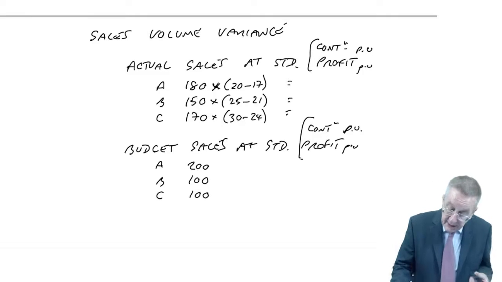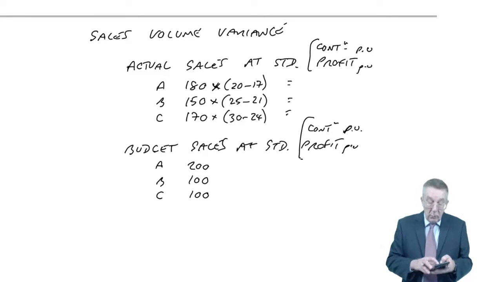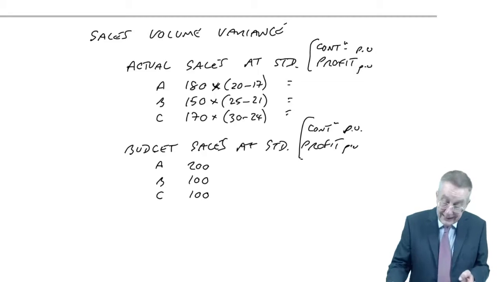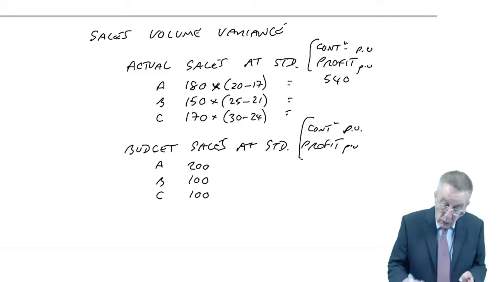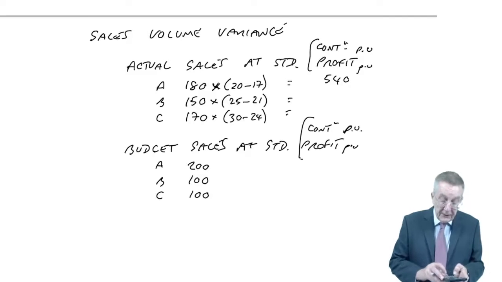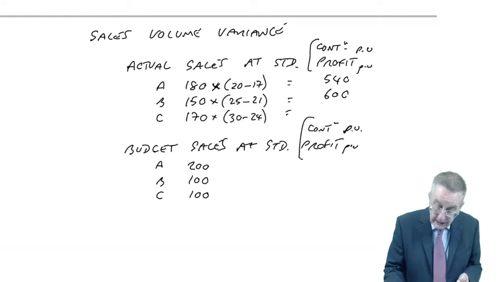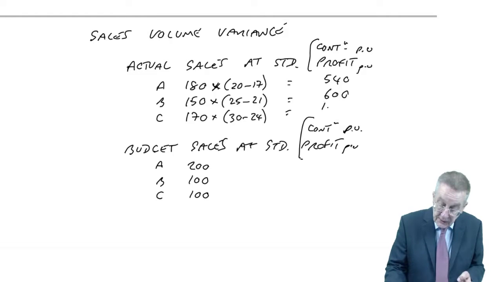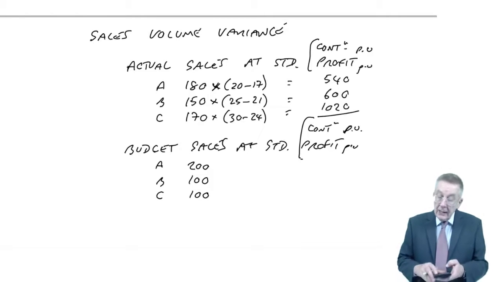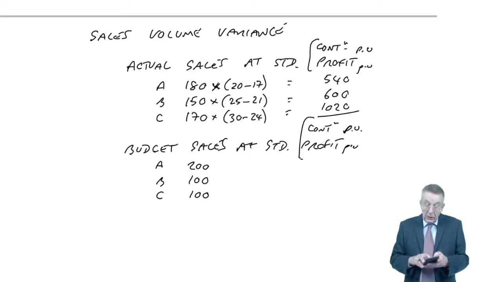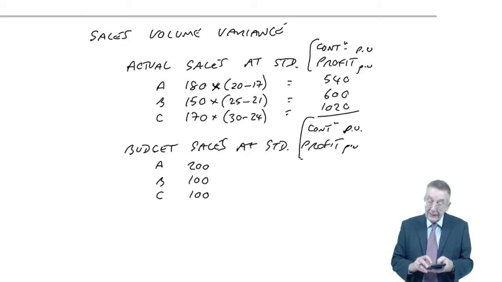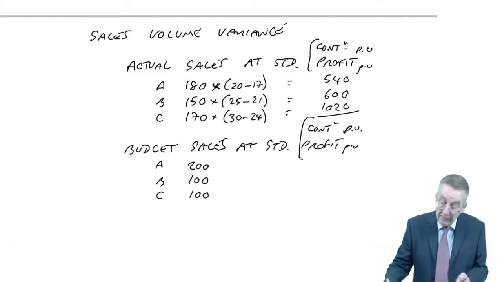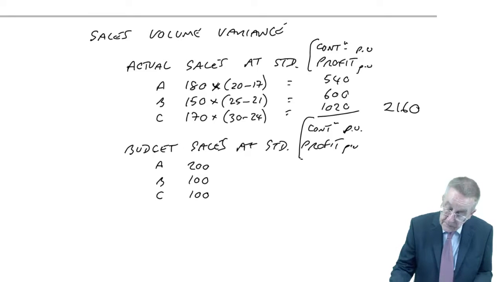So how much profit would that give us? 180 times 3, 540. 150 times 4, 600. 170 times 6 is 1020. So the total, 2160.